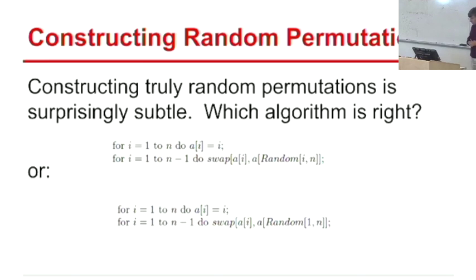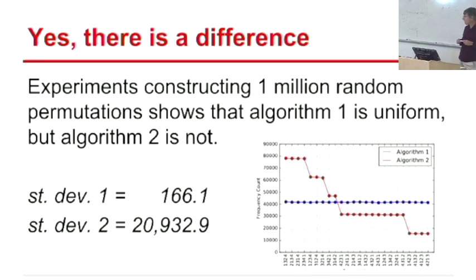Now, the easiest thing to do is to do a permutation test. Suppose we run both of these algorithms on permutations. We construct all random permutations of size 4. There's 4 factorial or 24 random permutations of size 4. The first algorithm generates them. This is showing we did 1 million of these. The first one generates them almost uniformly. The second one shows that there was a fairly serious bias. Certain permutations got generated 8 times as much as other ones.